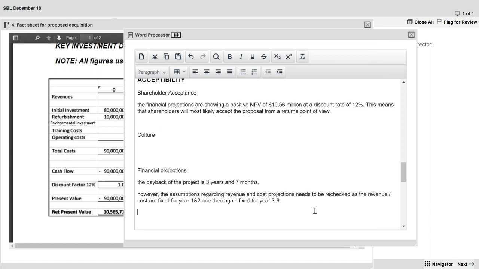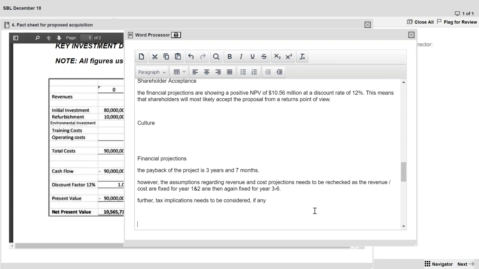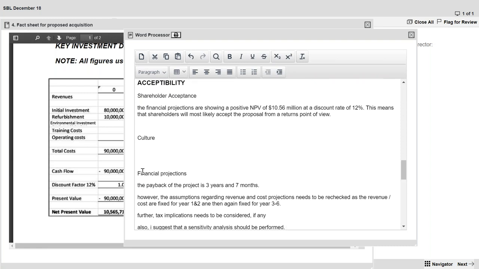What else? Further, tax implications need to be considered, if any. Also, I suggest that a sensitivity analysis should be performed. Khalas. See, so half my answer is already done.